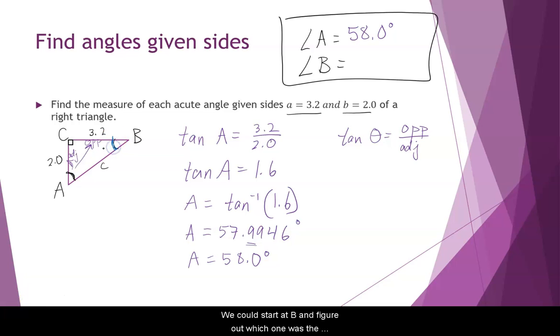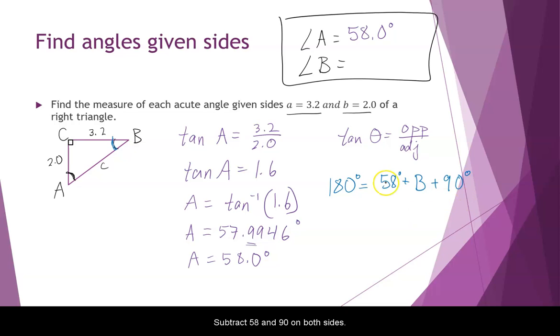Now we could do the same thing when trying to find angle B. We could start at B and figure out which one was the adjacent and which one was the opposite, use inverse tangent again, but there's a faster way. Since I know that the sum of the angles in a triangle equals 180 degrees, I can just add up all of the angle measures. A is 58 degrees, B is what I'm trying to find, and C is 90 degrees. Now I just subtract 58 and 90 on both sides, and I find that 32 degrees equals angle B, or 32.0 degrees if I'm consistent with rounding.